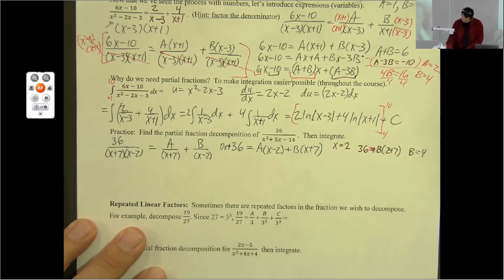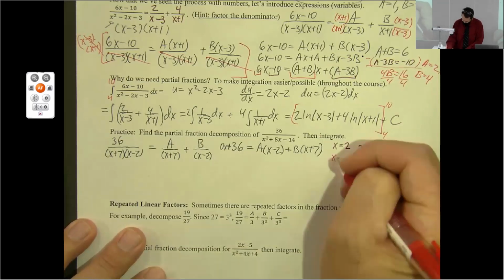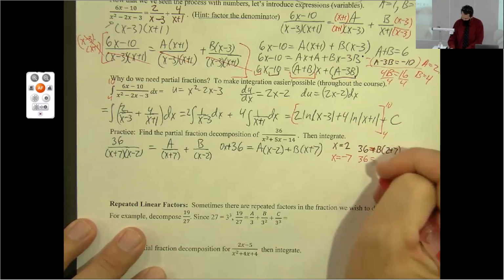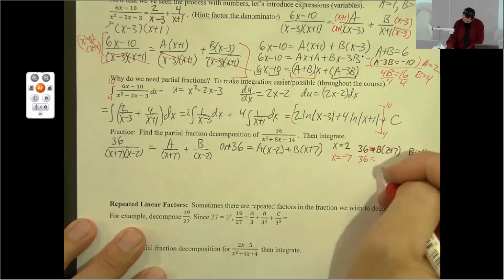All right. What should I do to find out what a is? x is -7. So if that's true, then 36 equals, not plus, throw a -7 in there. We've got a times... uh-oh.